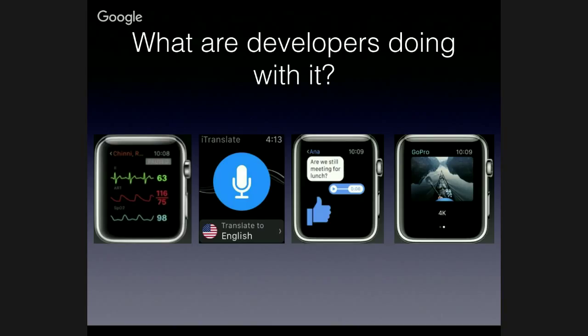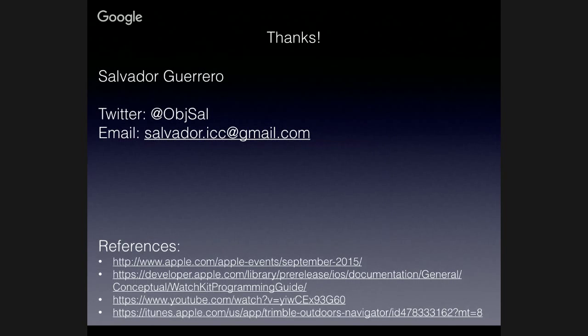Facebook Messenger will allow you to send text, audio, and location messages. GoPro, on the right there, acts as a viewfinder for your cameras. So all of this was possible only with WatchOS 2. And I think it's time for us to start working on this new platform, which I can't wait to start working on. And that's it on my part.